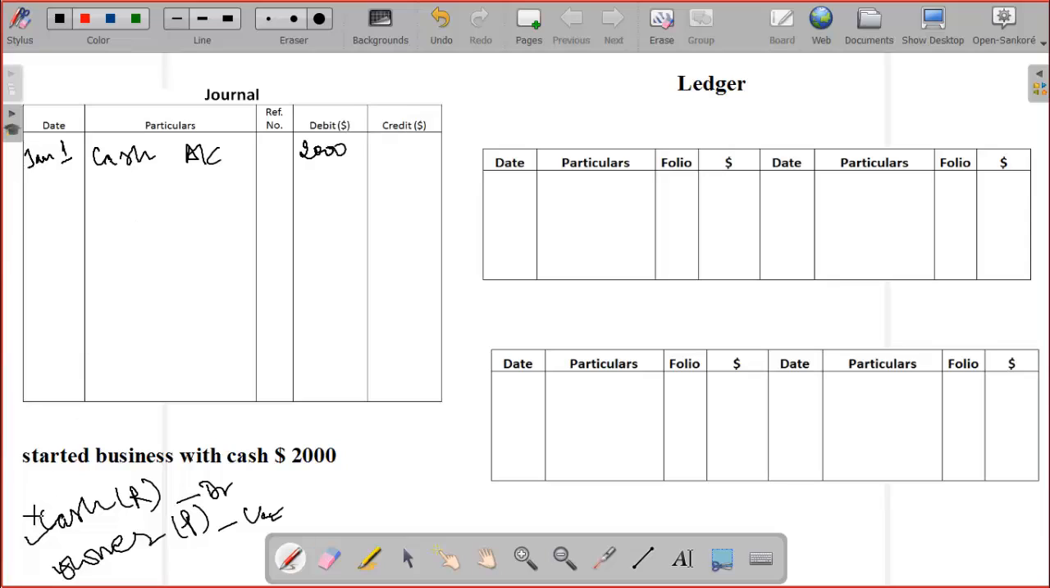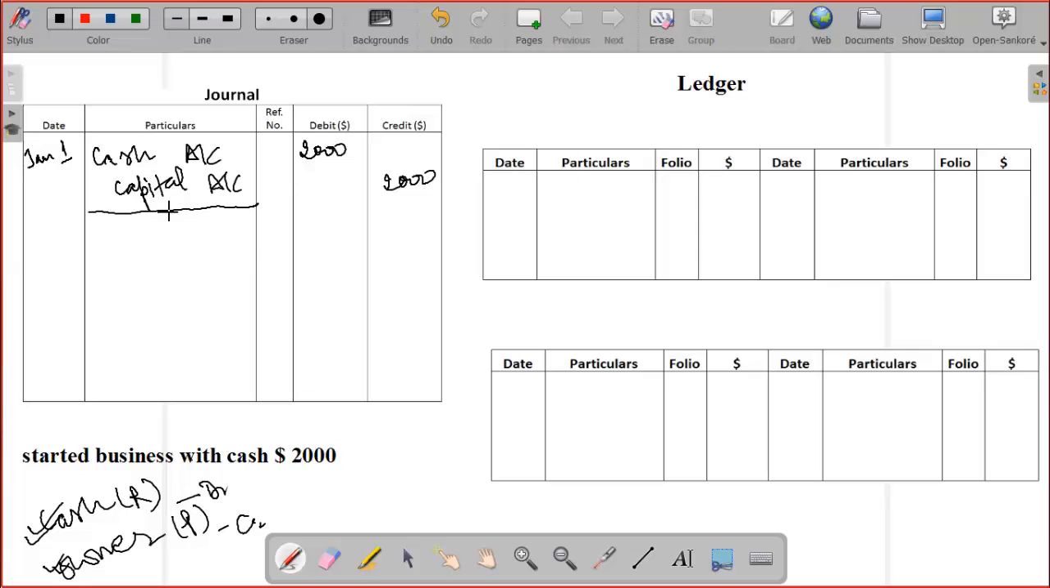Okay, and so we recorded the debit item, and now we will record the credit item. Here the credit item is owner, but in place of owner we will write what? Capital. Are you getting my point? And the amount we will write in the credit column, 2000. Now see, the owner is the credit item. So we recorded this entry. And now see, this is the entry in the journal. Getting my point?